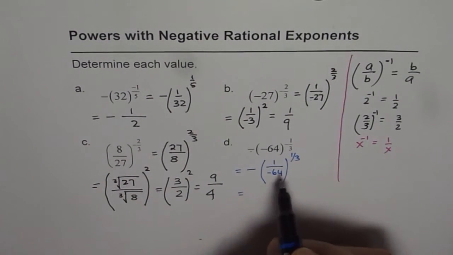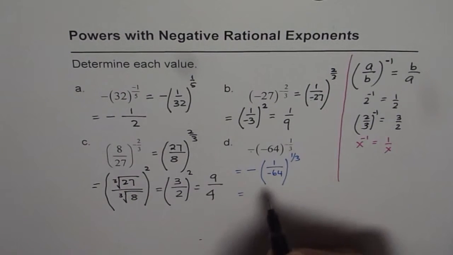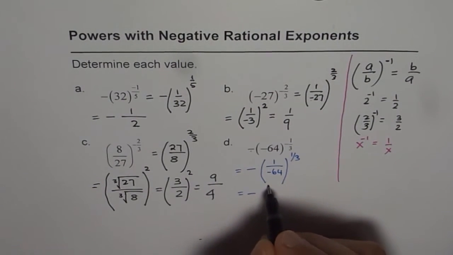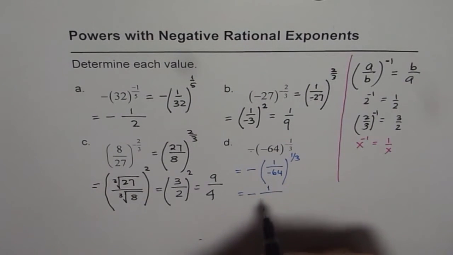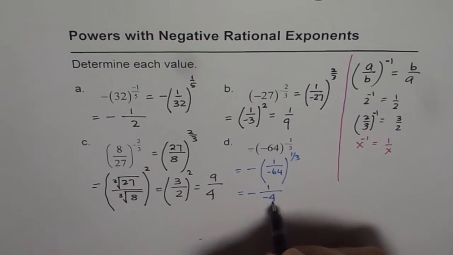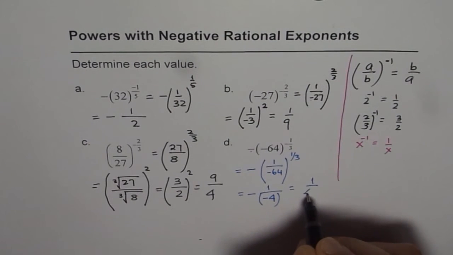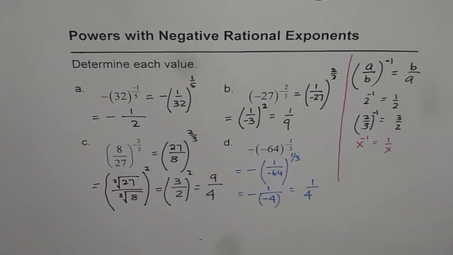Now, what is the cube root of minus 64? It is minus 4. So we get 1 over minus 64, cube root will be minus 4, correct? So that's what we get. And that could be written as, let me write it in brackets, minus minus becomes plus, so we get 1 over 4 as our answer.